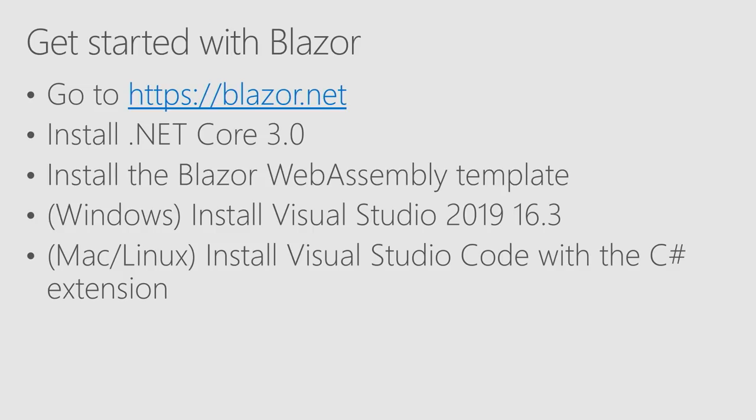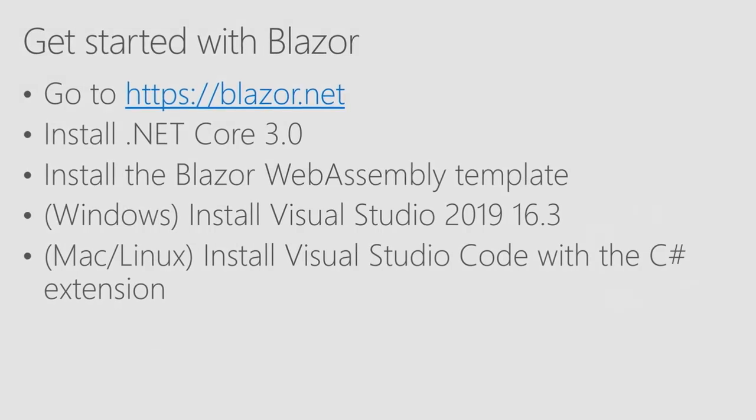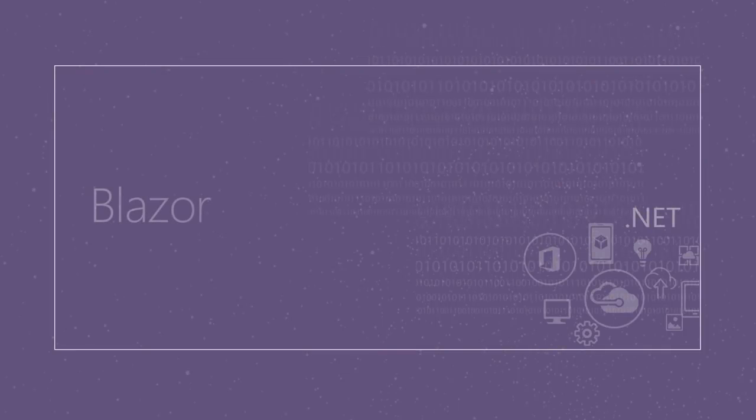If you're on Windows using Visual Studio, make sure you get Visual Studio 2019 16.3, which is now available today as well. If you're a Mac or Linux user, you can use Visual Studio Code to do Blazor development using the C# extension. And we are working on Visual Studio for Mac support for Blazor as well, and it should be coming soon. All right, let's take a look at Blazor.